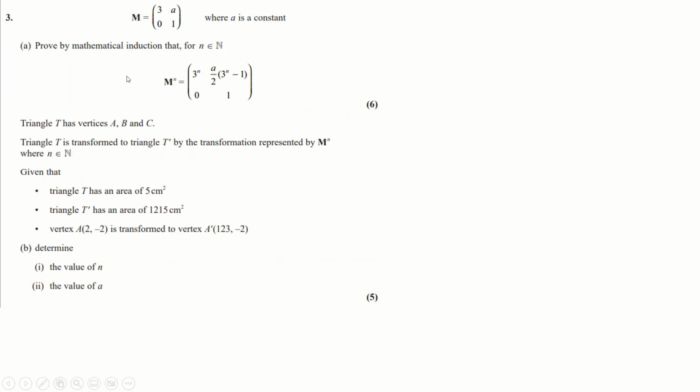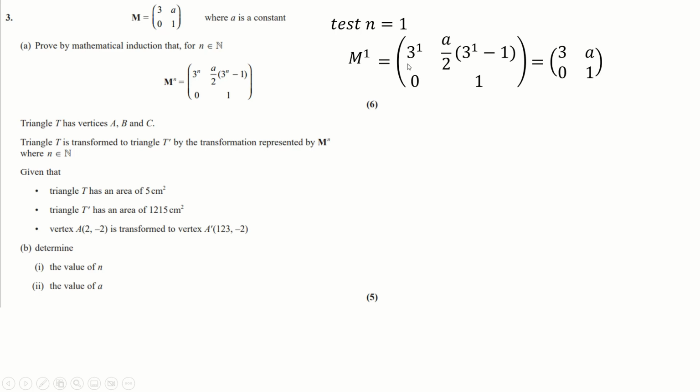Next one is question number 3. Induction then, so let's just check it for n equals 1, which is just M to the power 1. Well, this is what they give us. This is 2 times a over 2 is just a. This is just a 3, so yeah, that works, that checks out. So now we're going to assume that works for n equals k.